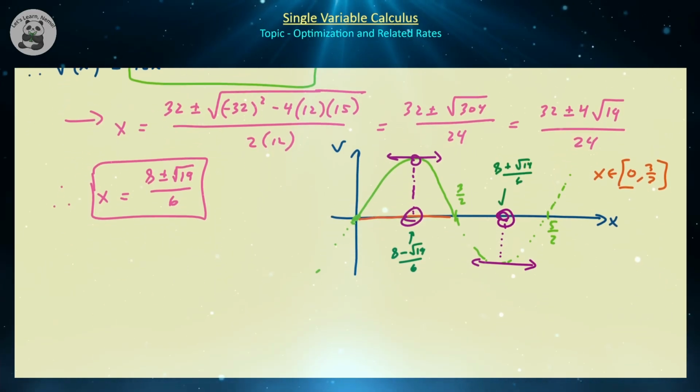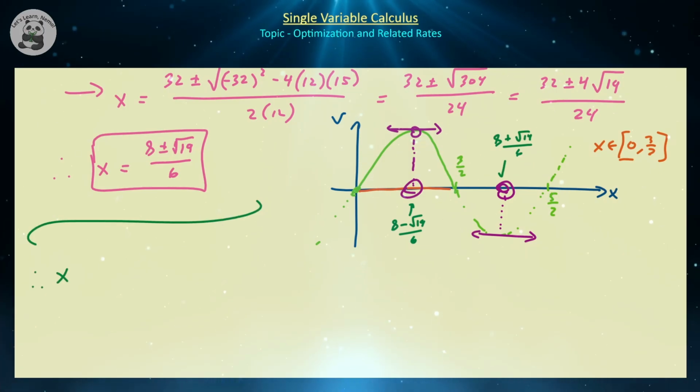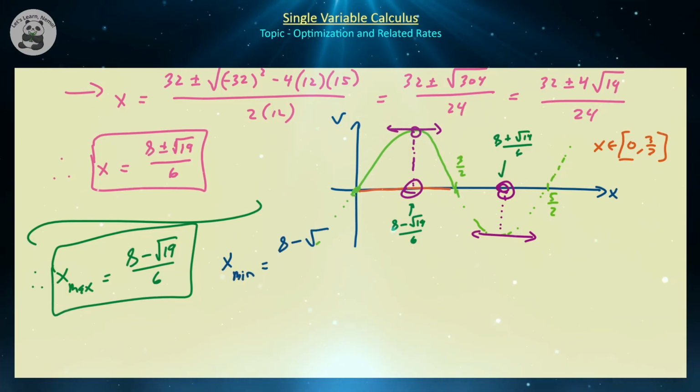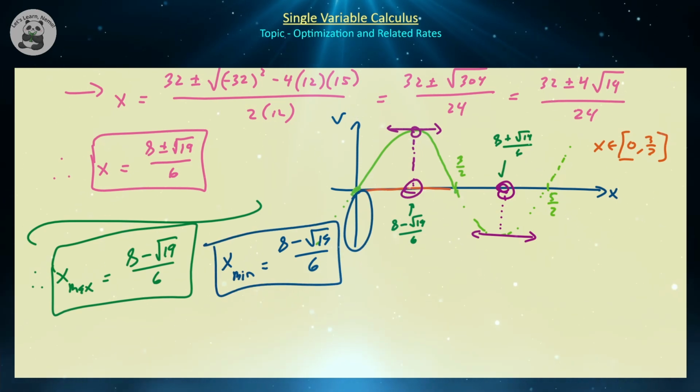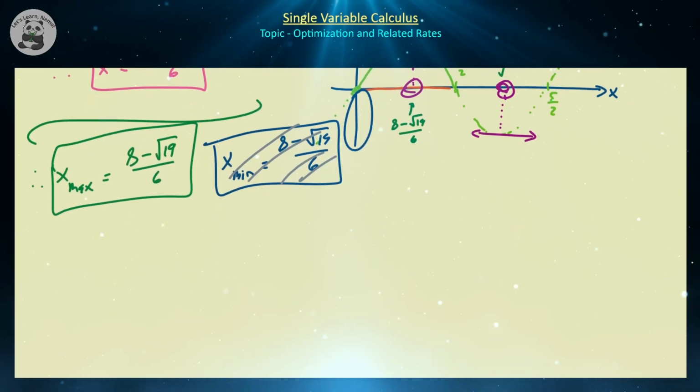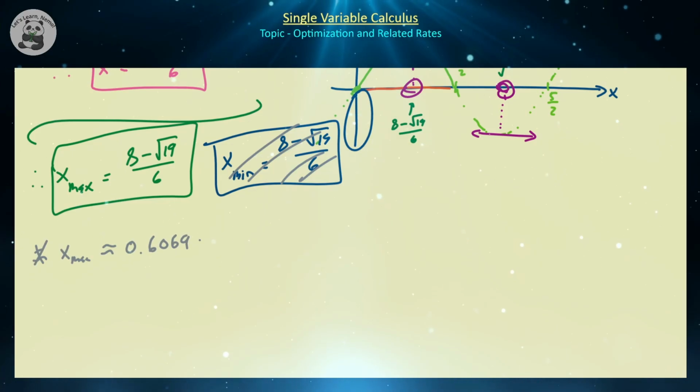So the x value that generates a maximum for volume, I'm just going to call it x max, is going to be equal to 8 minus the square root of 19 divided by 6. Right, and we can name the other one just so that it doesn't feel left out. So x min is going to be equal to 8 plus the square root of 19 over 6, but we're assuming that we can't have negative volume, so this solution doesn't really have much purpose for us in this scenario. Right, so once we have our maximum value, and you can find a decimal value for that, you can say that x max will be approximately equal to 0.6069 inches to 4 decimal places.